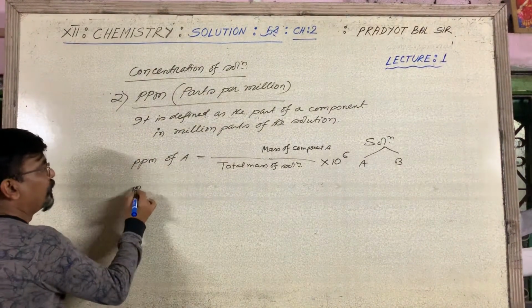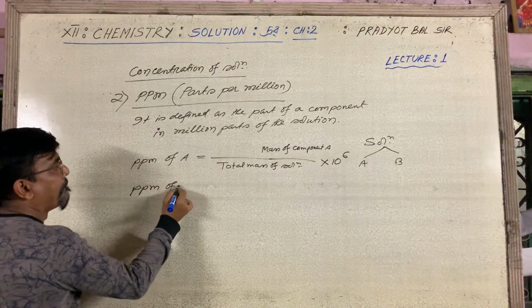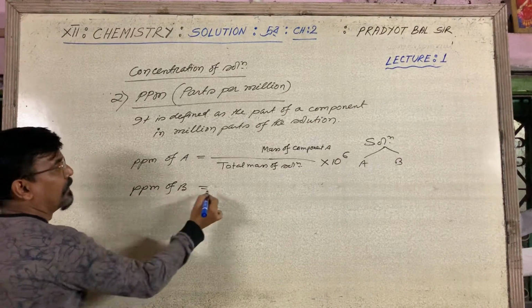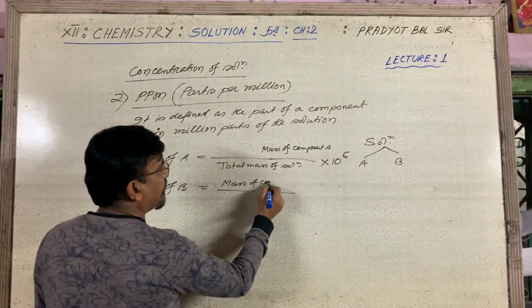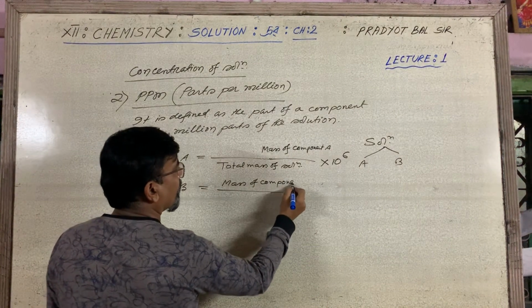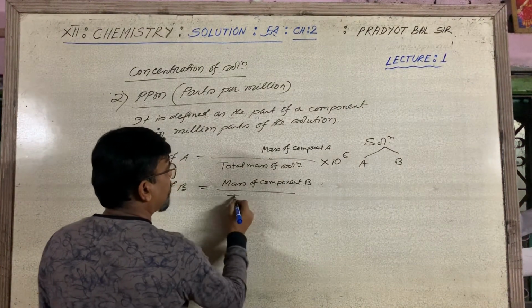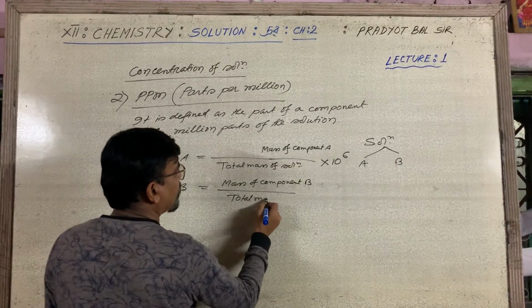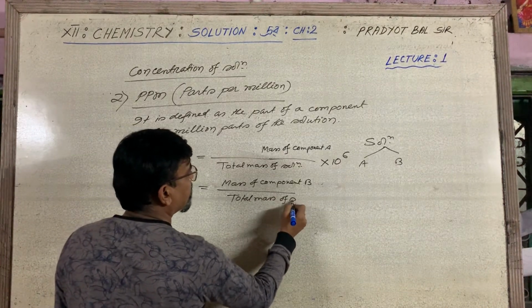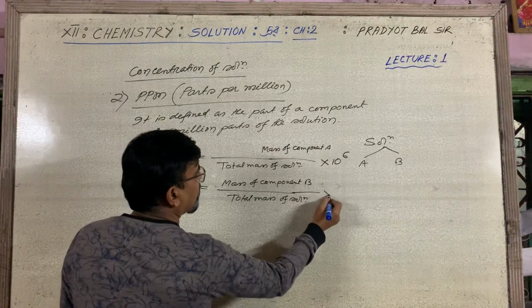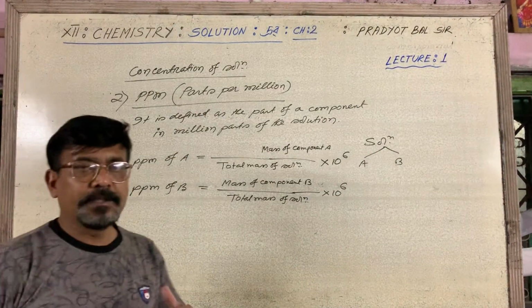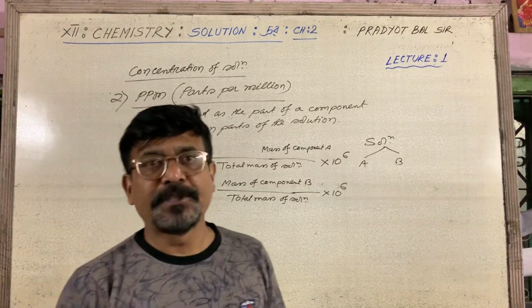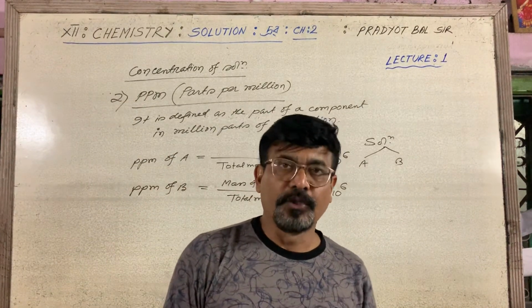If you need ppm of B, parts per million of B, then simple. It will become mass of component B by total mass of solution into 10 to the power 6. And this is the second way of expressing the concentration of a solution.